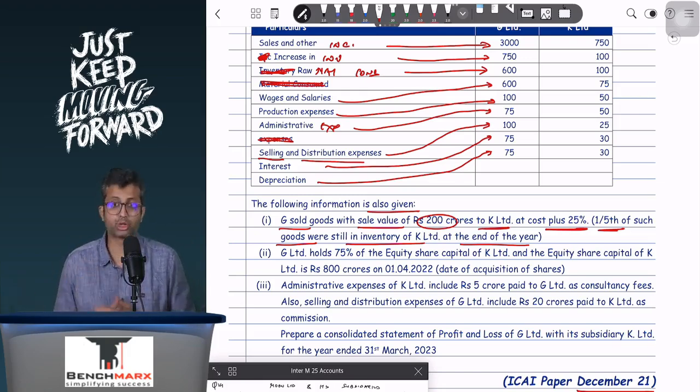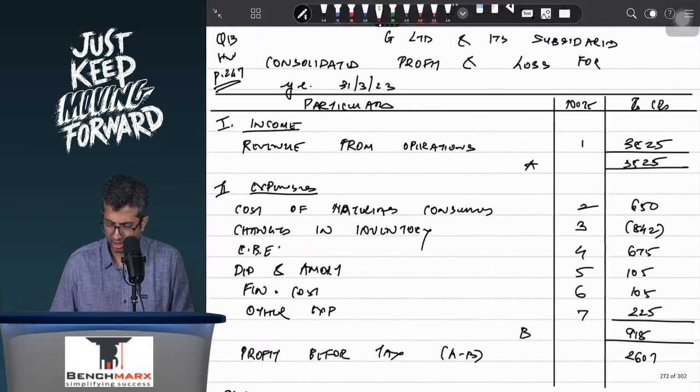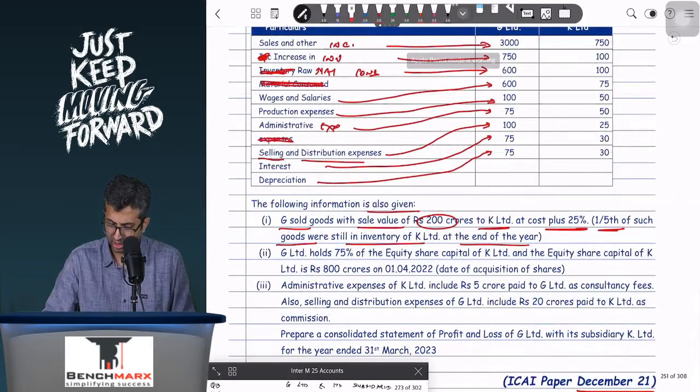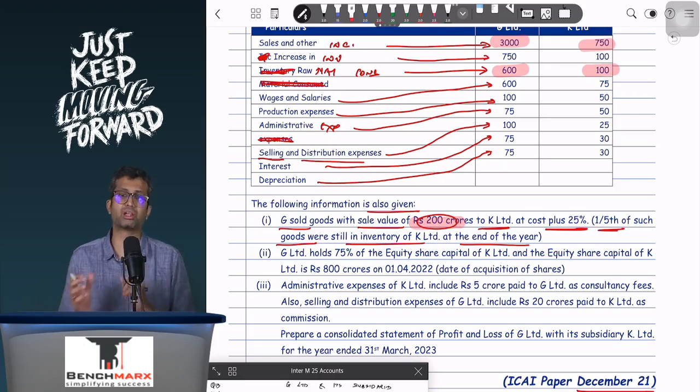Over here, sales are of 200. So in my sales working, if I look at question number 13 from the homework section, I will take 3000 plus 750. Can I say minus 200? And further, in my purchase, well, purchase must be a raw materials purchase, 600 plus 100. From this also minus 200 intercompany.